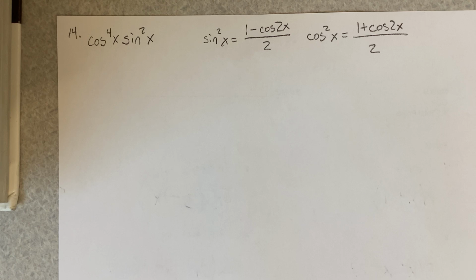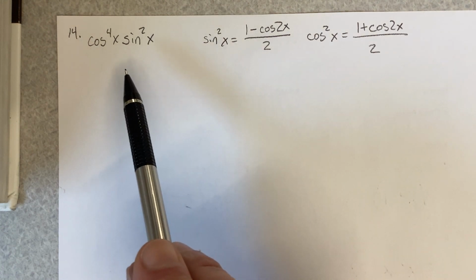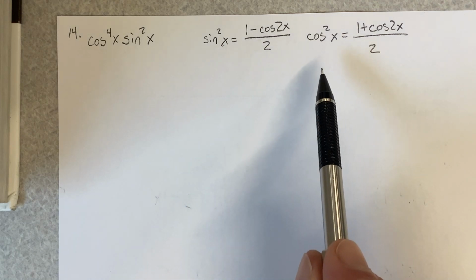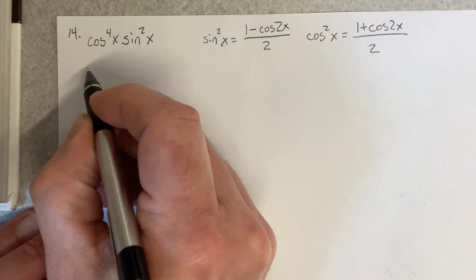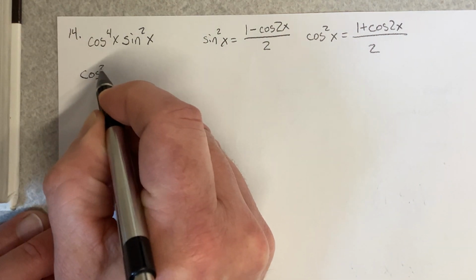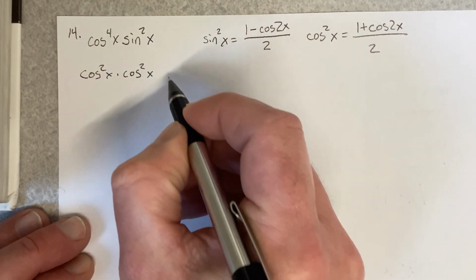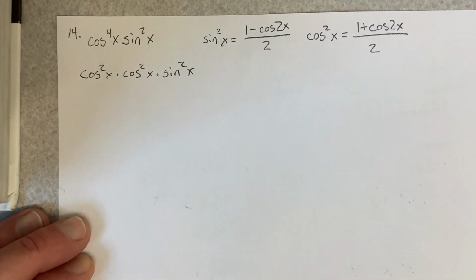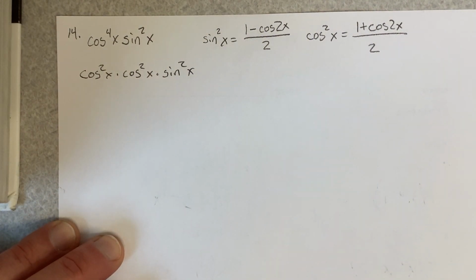So what we need to do is manipulate our given expression so that we can have sine squareds and cosine squareds. And so then what I'm going to do is rewrite cosine to the fourth as cosine squared times cosine squared, right? That would be the same as cosine to the fourth. Okay, so this isn't hard. This is just plugging in formulas and simplifying. So I'm going to write it all out first.